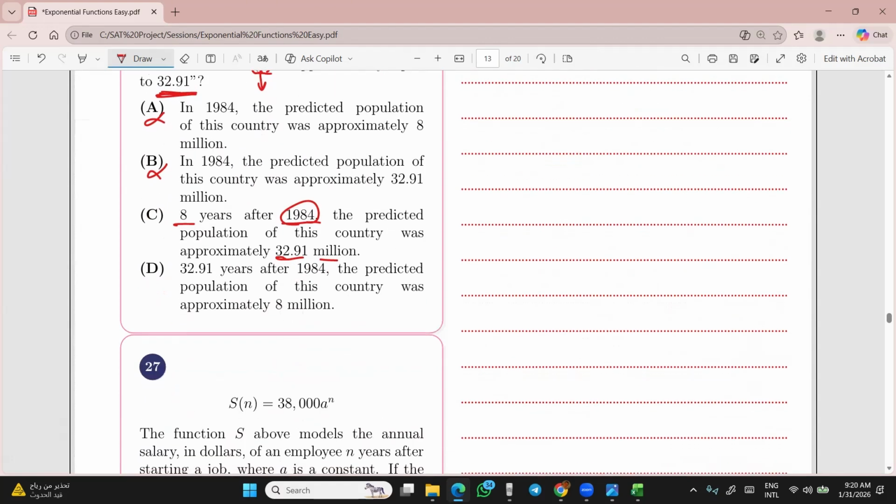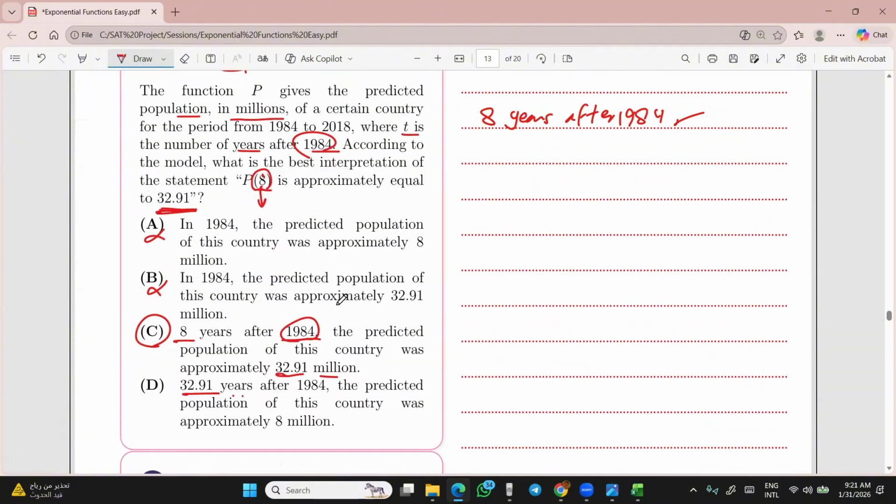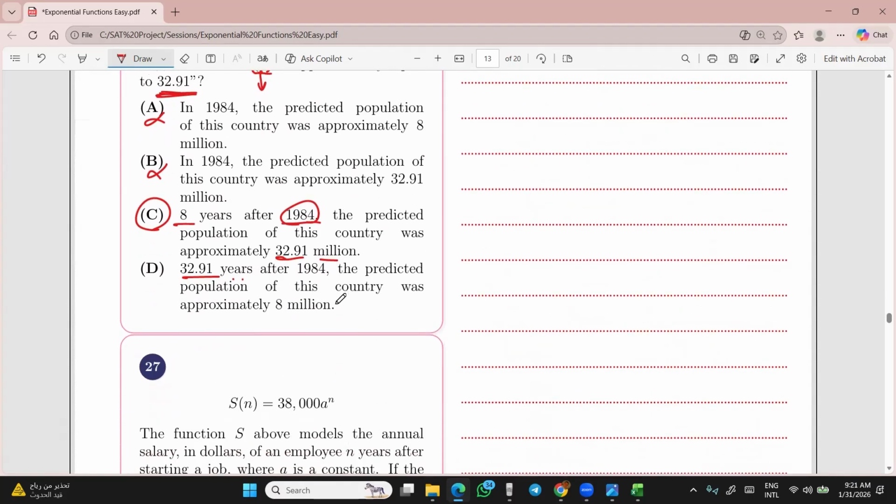So we can choose letter C. Why not D? Because this is not the number of years. 32.91 is the number of the, let's say, population. I mean, the population or the number of people predicted to be there after 8 years.